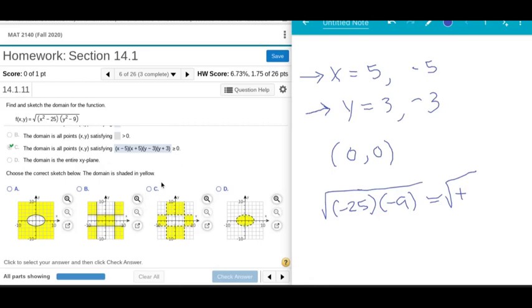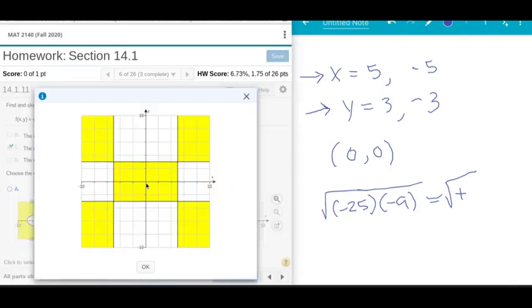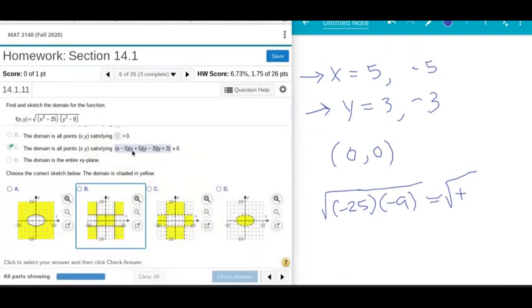And so 0, 0 works, meaning that just by our choices here, B and C, it has to be B, because 0, 0 is right here, and it's shaded in, meaning we can use that part of the region. And you can double check. You can try some other values, and you'll find out whether they work or not. Just for example, let's say we picked up here 0, 10. It won't work. So notice it's not shaded in. It's not going to satisfy our original function or our domain here.